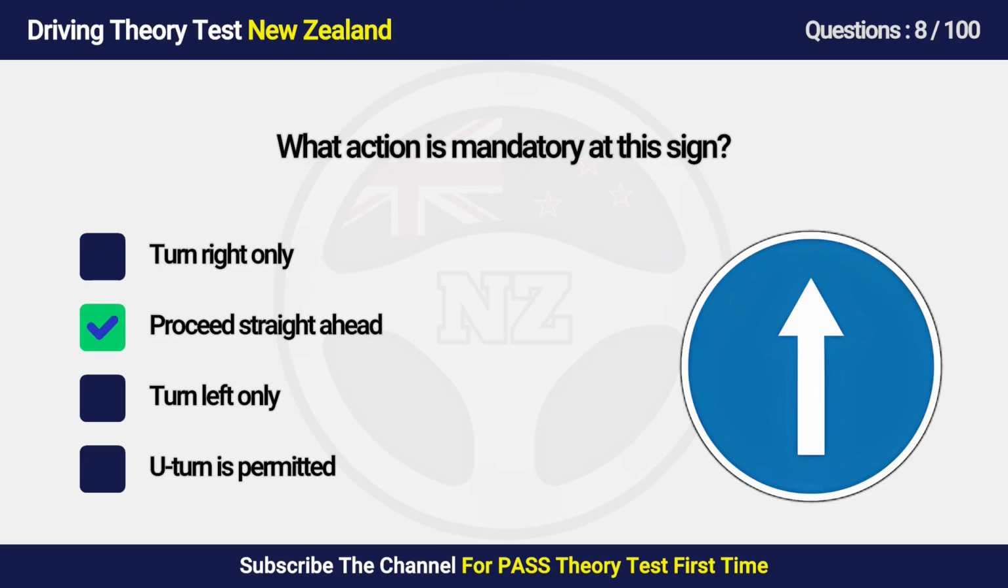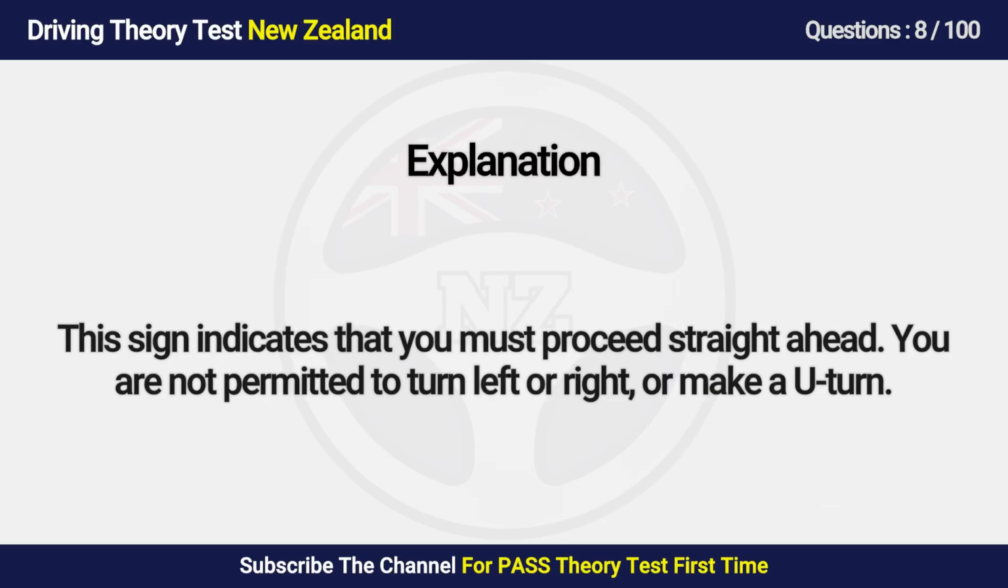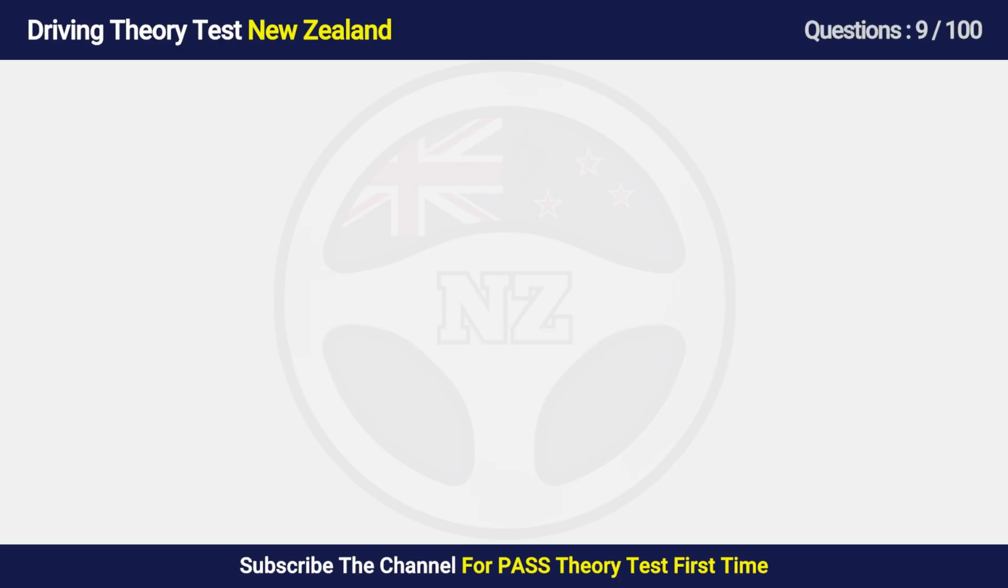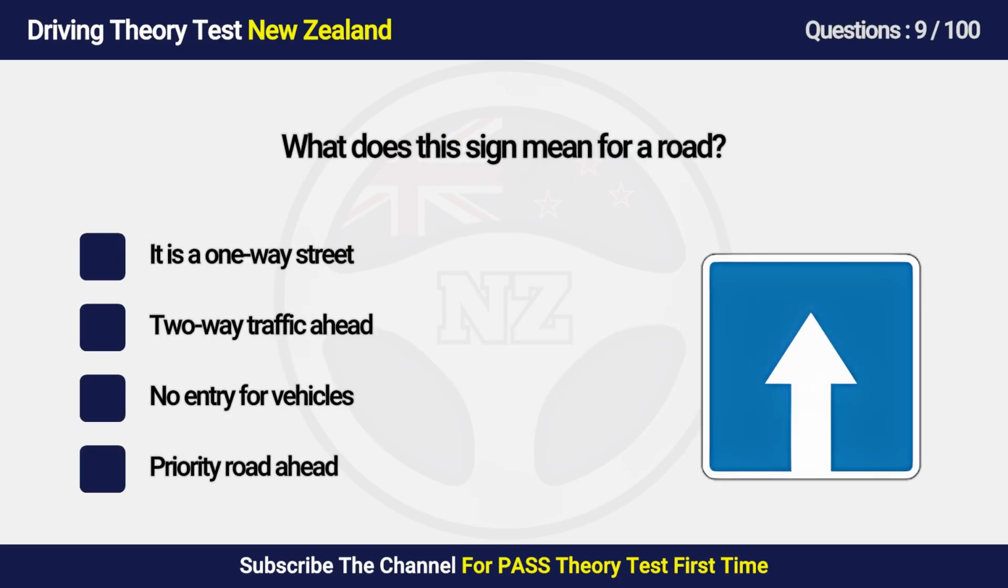Answer is B. Proceed straight ahead. This sign indicates that you must proceed straight ahead. You are not permitted to turn left or right or make a U-turn. Question 9. What does this sign mean for a road? A. It is a one-way street. B. Two-way traffic ahead.